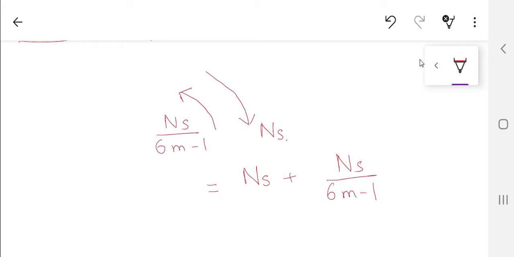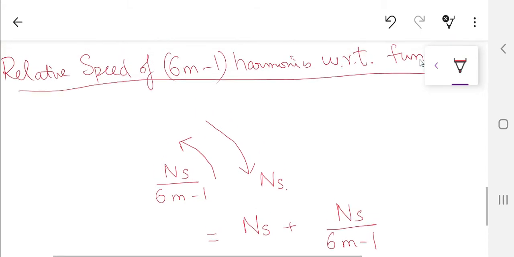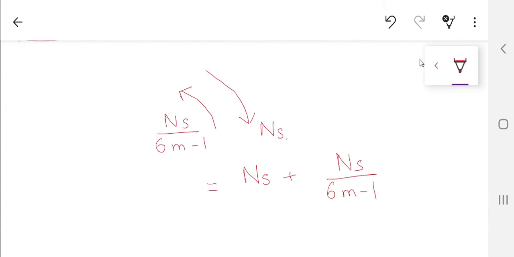Because in that case they would have only some speed difference, but here they are moving in the opposite direction. So if I want to find out the relative speed of the 6m minus 1 harmonic, or the other way around, it has to be added together.